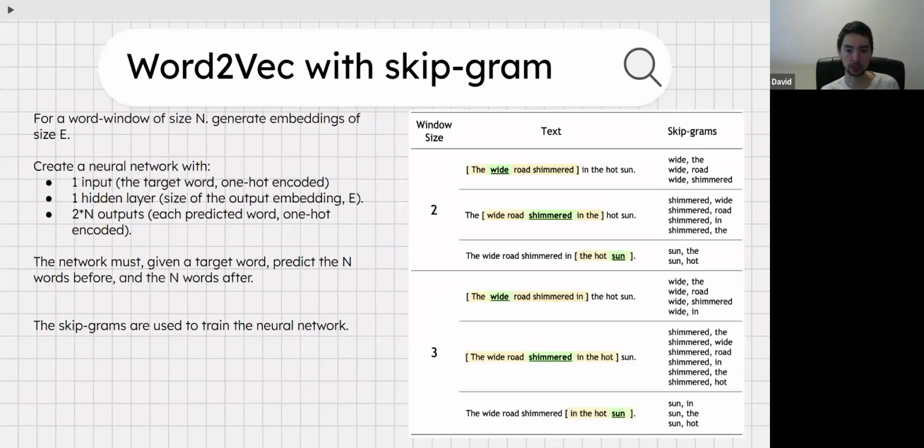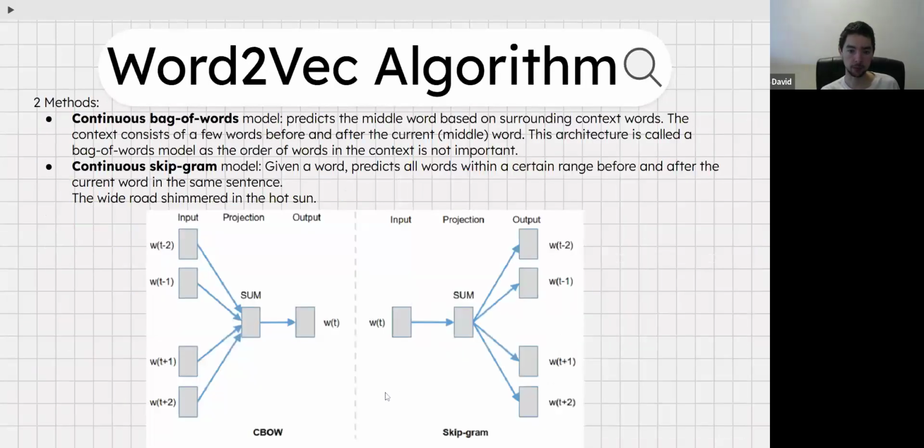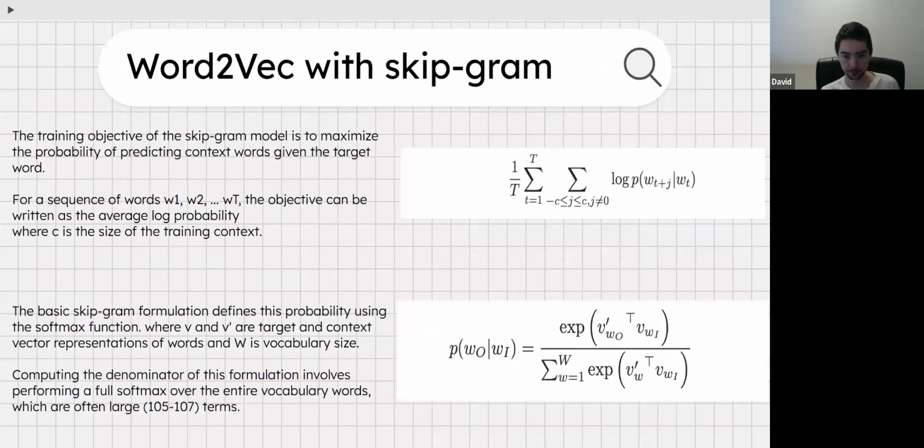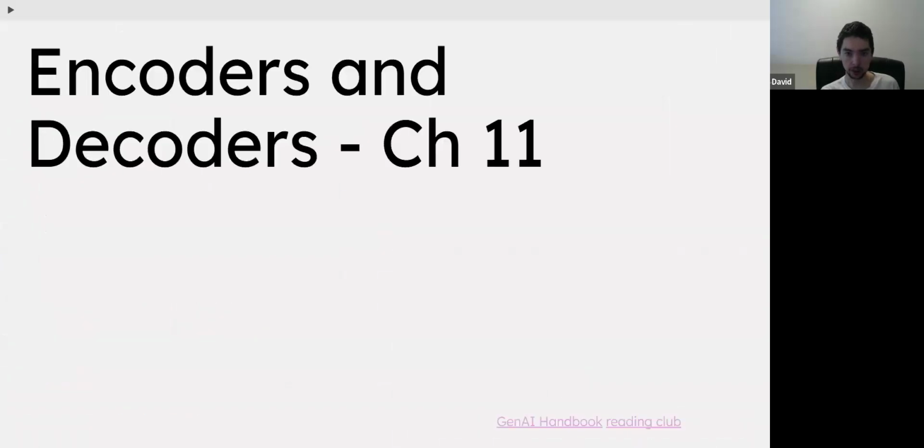And then we also have a hidden layer, the weights of which are used as the encoding. So the input is a one hot encoding, and we try to predict the one hot encoding of another word in that sentence. Okay, Chapter 11 now.